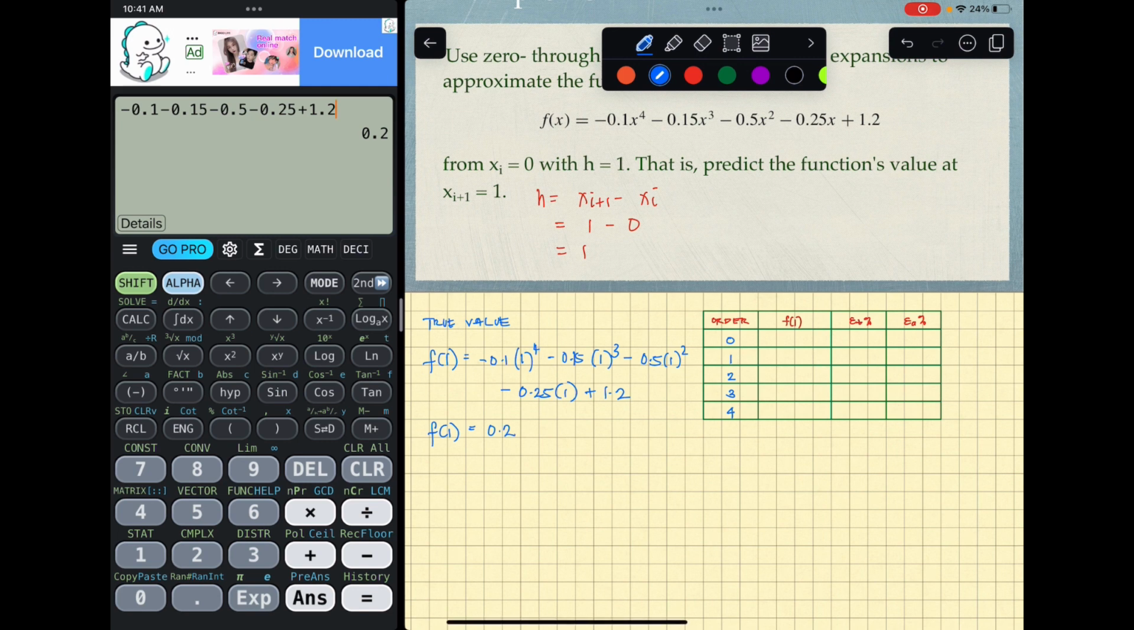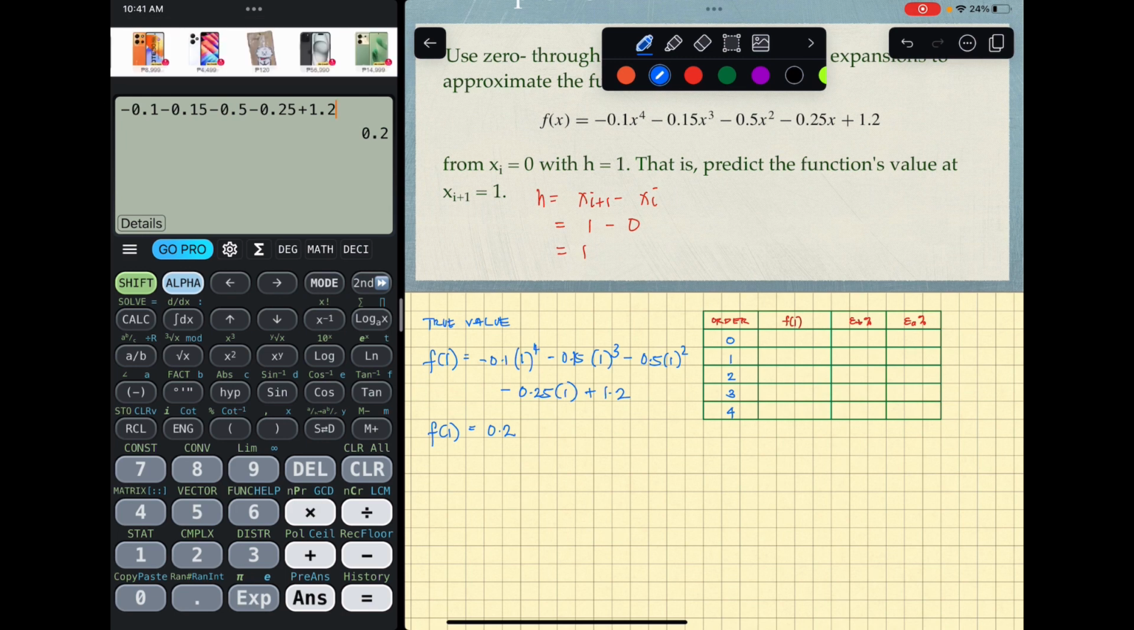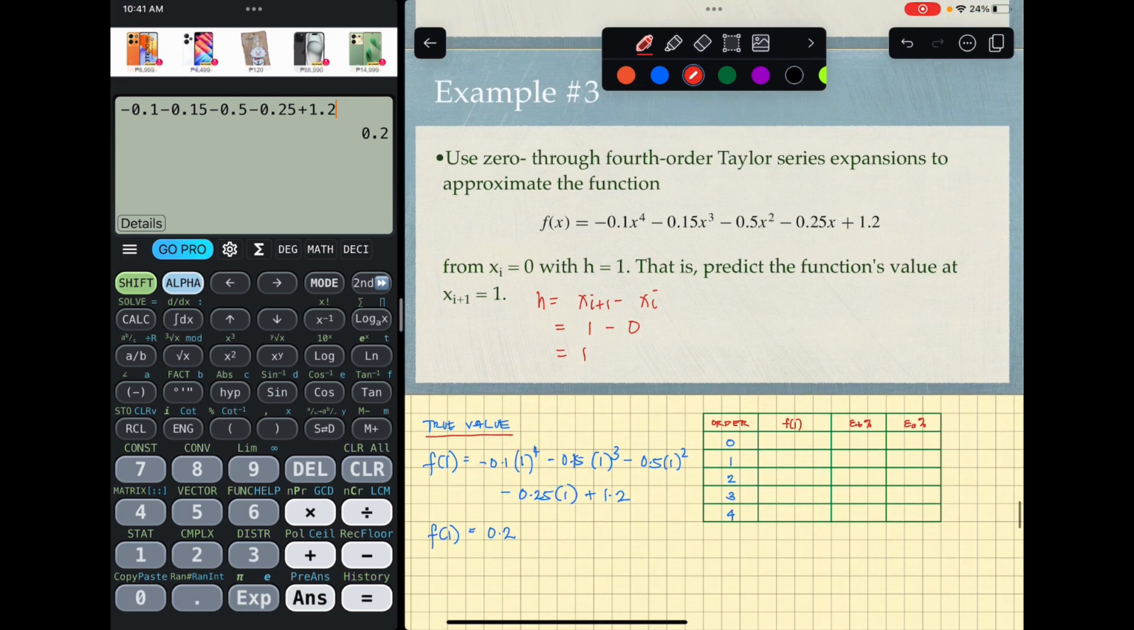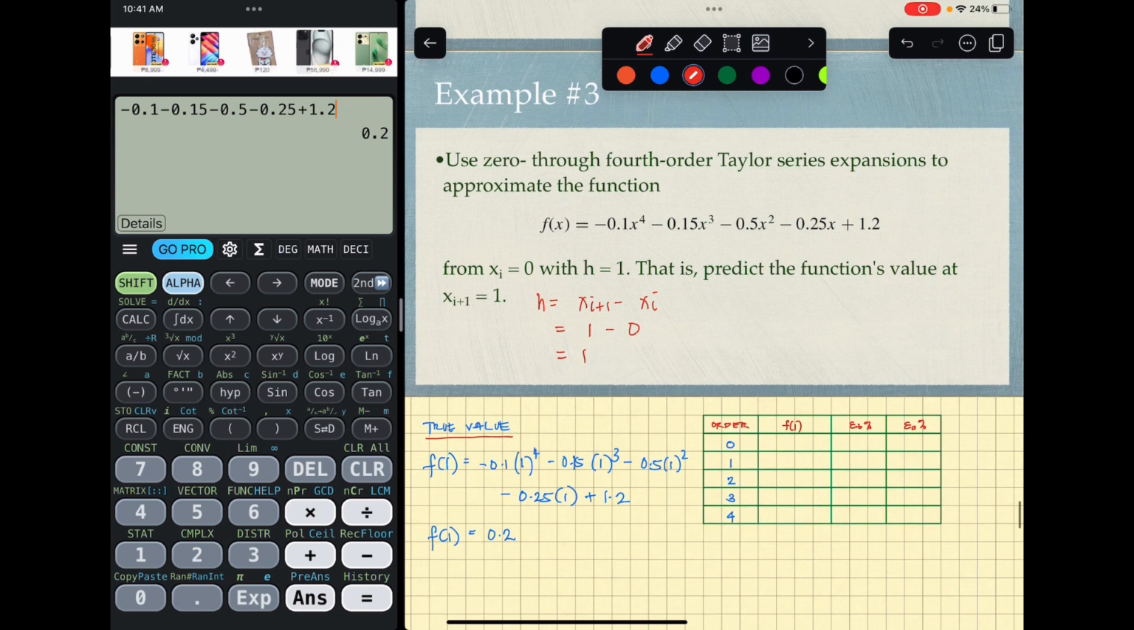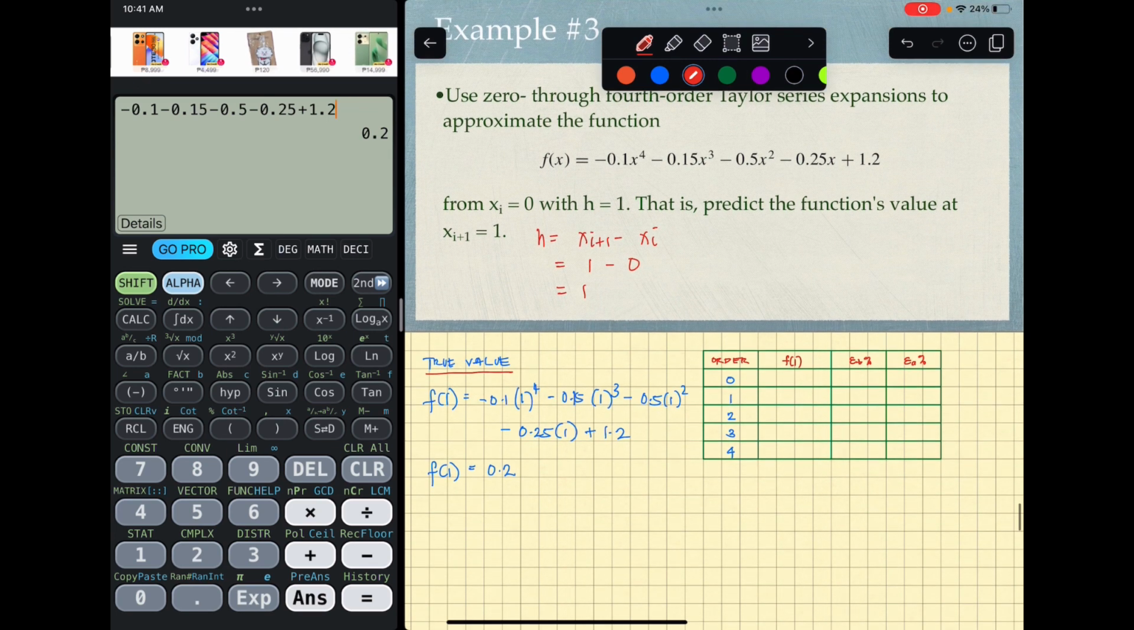So the true value, in short, if we evaluate f of 1, is equal to 0.2. That is only for the true value. Now our task is to find the approximate value of f of 1 using our initial assumption.